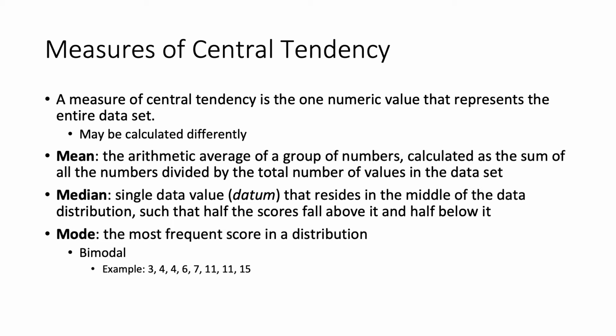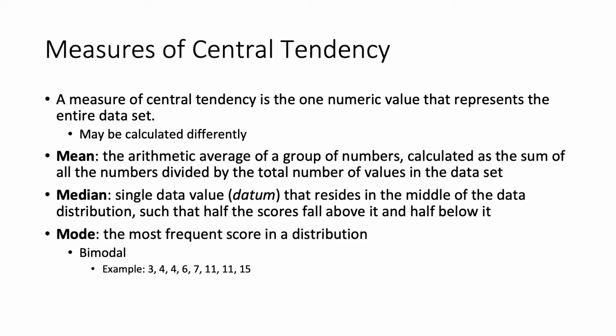For example, we can get the mean average score for a certain quiz taken throughout the semester. The median is always a datum or a single data value that resides in the middle of the data distribution, such that half the scores fall above it and half below it. The last and least precise indicator of central tendency is mode, and it is the most frequent score in the distribution. Remember that the mode is different from both the median and the mean.